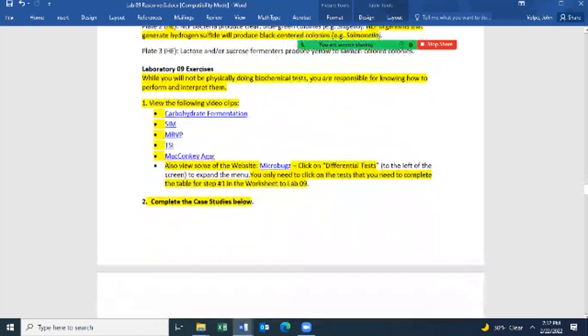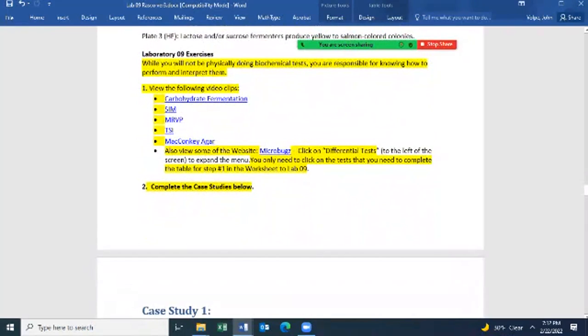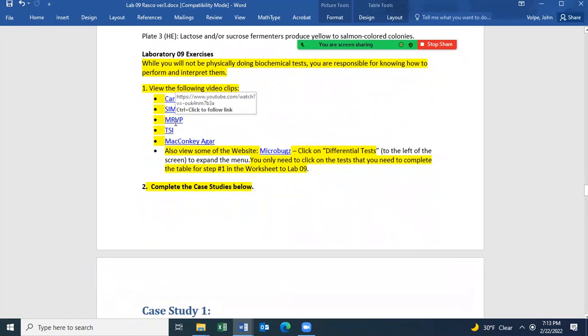So in this lab, you're not going to be physically doing any of the biochemical tests. We're going to do it all online. You are responsible for knowing how to perform and interpret the tests. We have a video on the carbohydrate fermentation test, another video on the SIM test, a video on the MR and VP tests, a video on triple sugar iron, TSI, and then a video on MacConkey's agar.